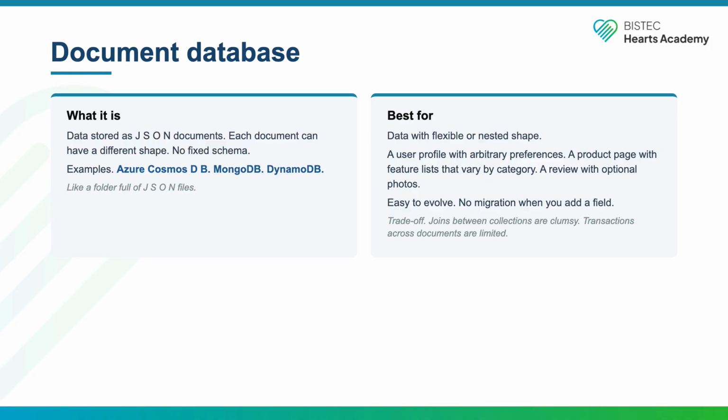Examples: Azure Cosmos DB, MongoDB, DynamoDB. Best for data with flexible or nested shape: a product page where features vary by category, a user profile with arbitrary preferences, a review that may or may not have photos attached. Easy to evolve. When you add a new field, you do not need a database migration. Old documents simply do not have the field, new ones do.